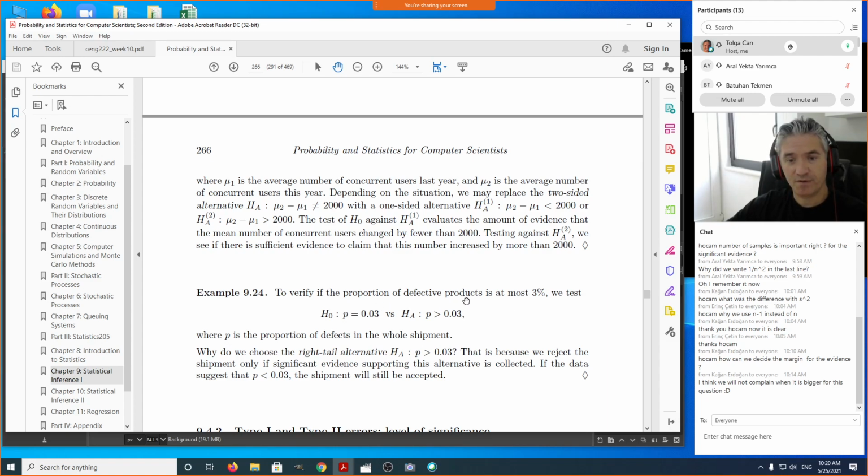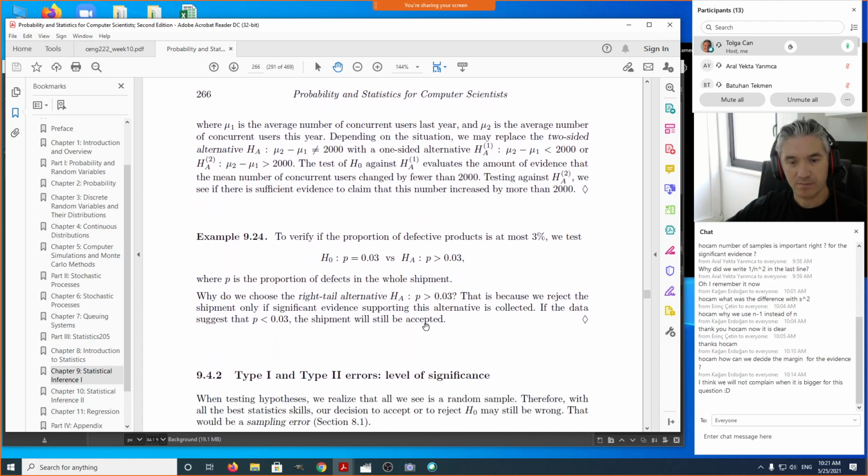Again, we will not complain. When the company claims that the defect rate is at most 3%, if we get 1% or 0% in our sample, the company's statement is still correct, because they're saying at most 3%. So we need significant evidence that the defective products is more than 3% in order to accept the alternative hypothesis. If the data suggests that p is significantly lower than 3%, we will still accept the shipment and we are not going to do anything.